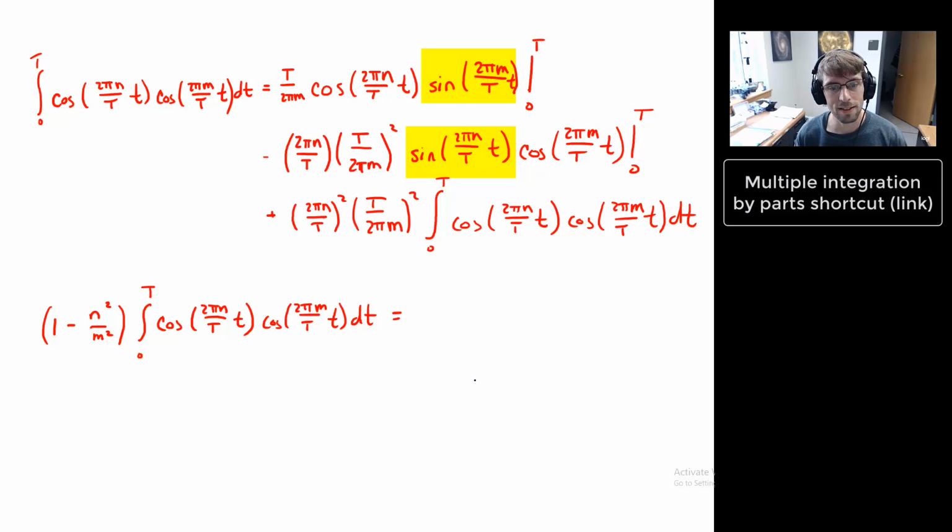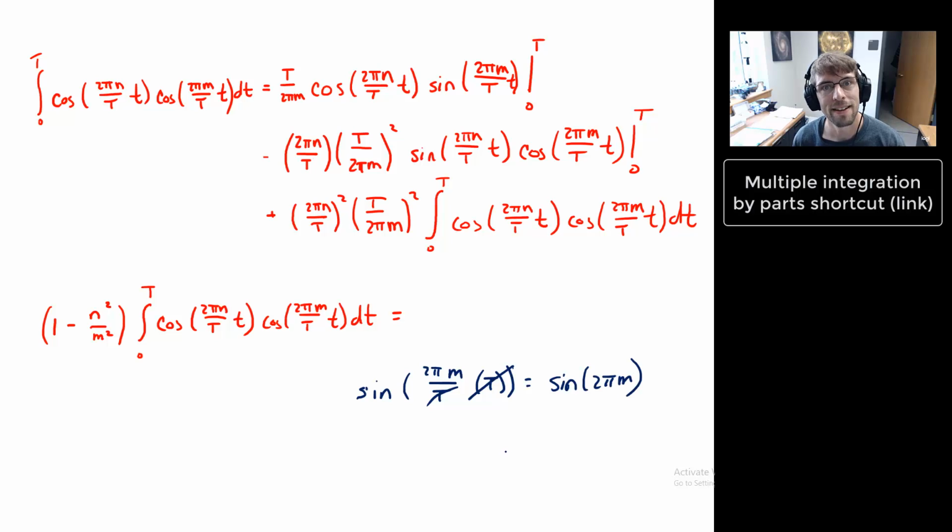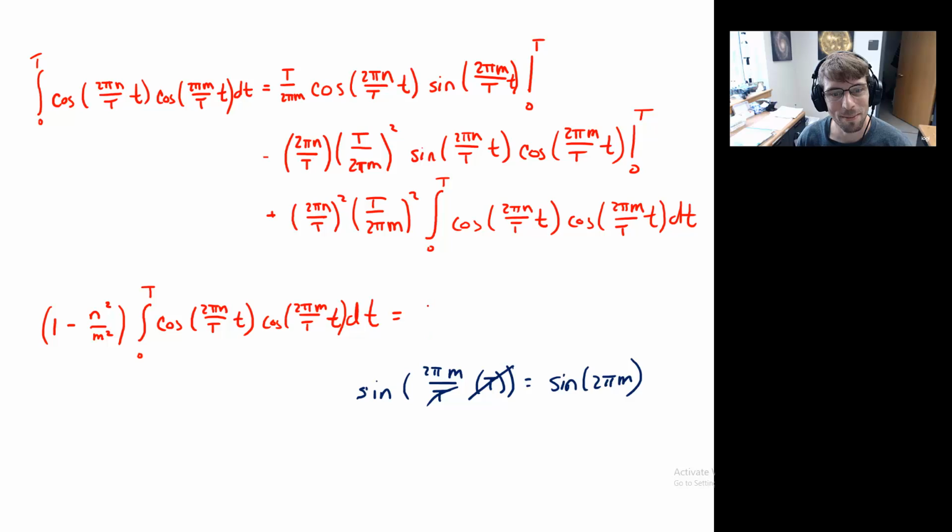At the upper limit, we get something that says sine of 2 pi m over big T times big T. And the big T's cancel out. And then we end up with sine of 2 pi m. And remember, m is an integer. So what can you tell me about the value of this? It's 0. These other two terms give me a value of 0. Okay, so maybe that's not surprising.